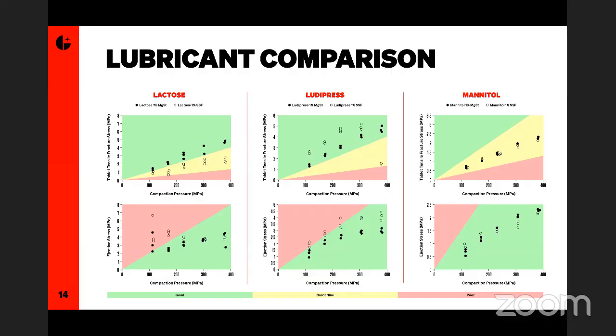Interestingly, when you do the same study with mannitol, there is no significant difference between the two lubricants. So in this case, you could simply choose which is cheaper or more readily available. You could, of course, do this study with different amounts of lubricant and different blending times to fully optimize the lubrication. But this is just showing you how quickly and easily you can make these choices with compaction data.